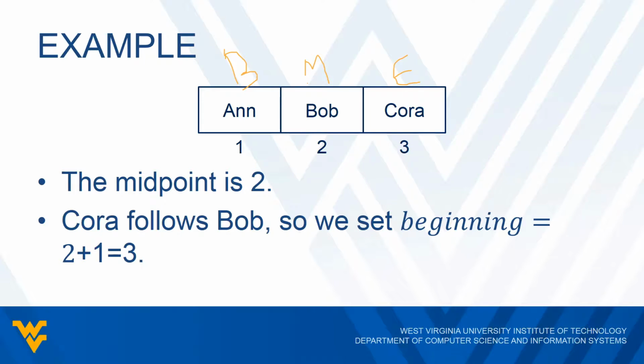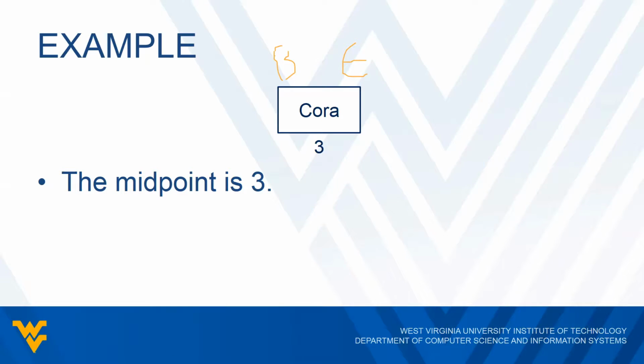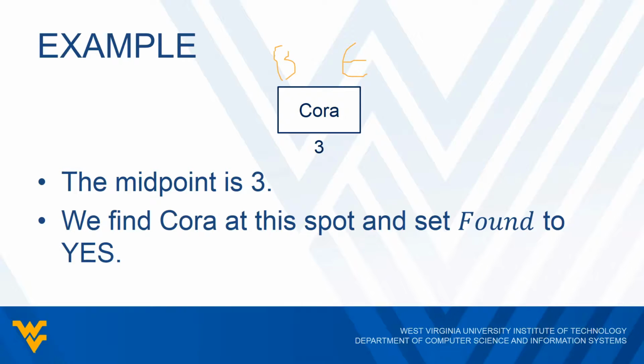So now we're going to remove this portion of the list. So this is the remainder of our list. And, well, it's one item, so we're going to see that it's either this person or not. But the midpoint here is going to be 3 because it's both the beginning and the end. So technically, beginning and end are the same spot. And we do see that Cora is in this spot. So we would set found to yes. So sure enough, Cora does exist in our list.